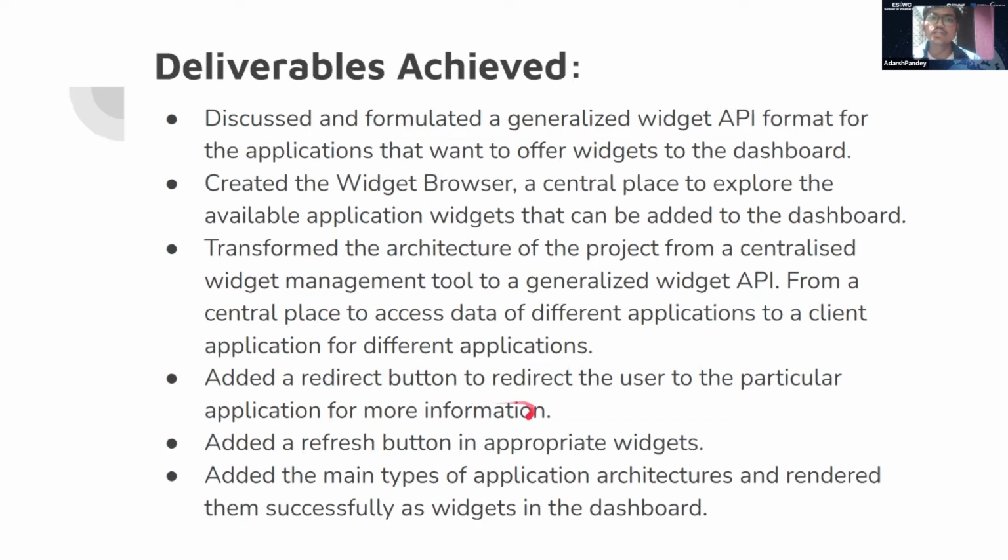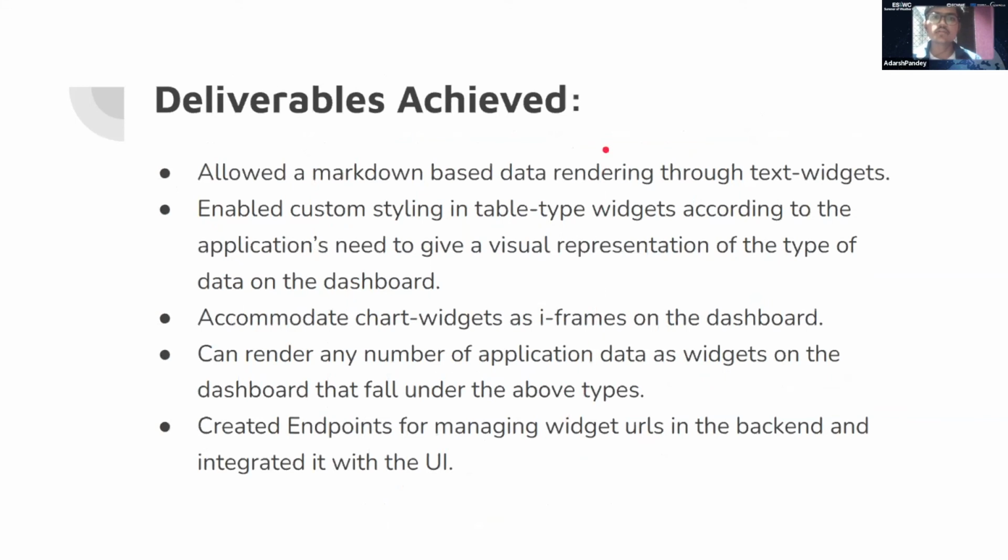Now we added a redirect button to redirect the user to a particular application for more information, and a refresh button for appropriate widgets. We added the main types of application architectures and rendered them successfully as widgets in the dashboard. We allowed markdown based data rendering through text widgets, and enabled custom styling in table widgets according to the application's need to give a nice visual representation.